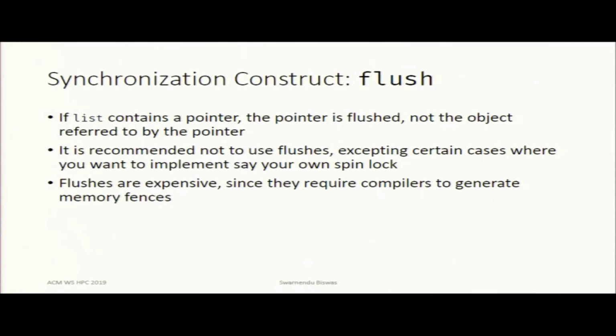As I said, current OpenMP specifications have these implicit flush points at many of these constructs, like implicit barriers. So now flushes are implicit at many places. Ideally you should not need to reason about flushes, except in cases where you want to implement lock variables yourself, like spin locks.